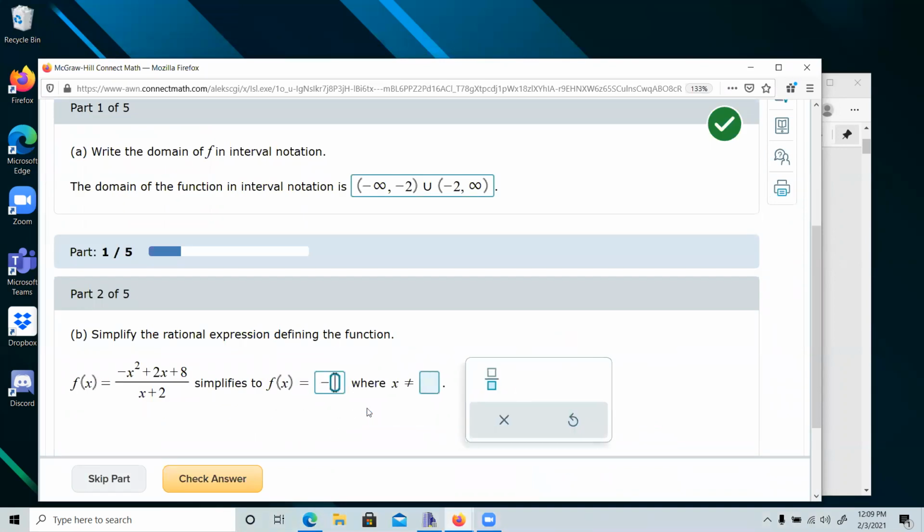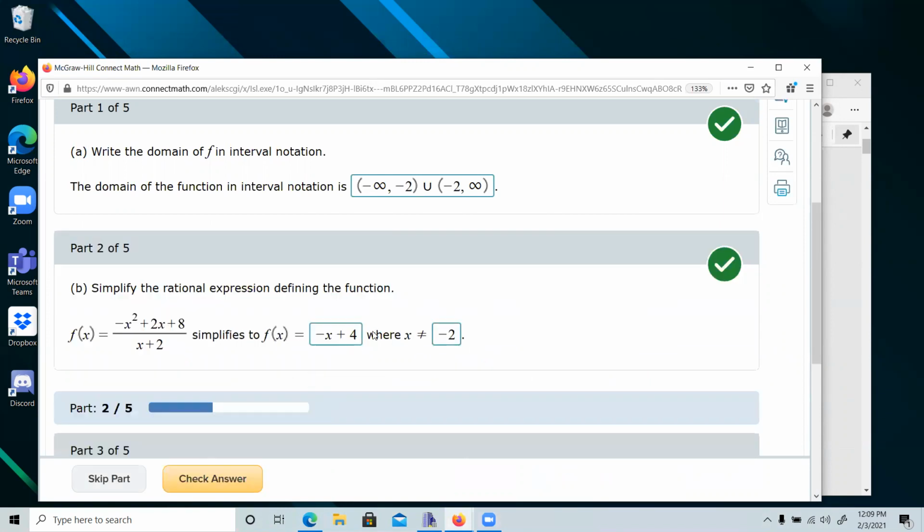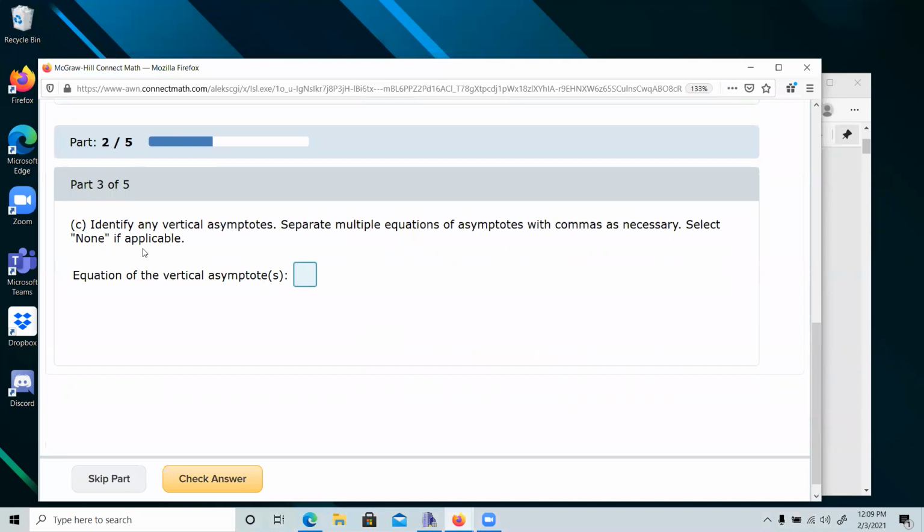It simplifies to negative, oh okay, fine, negative x plus 4. And then x can't be -2. I don't know why they asked us the same question twice here, but there we go. Any vertical asymptotes? Nope. Any equations of asymptotes? Nope.